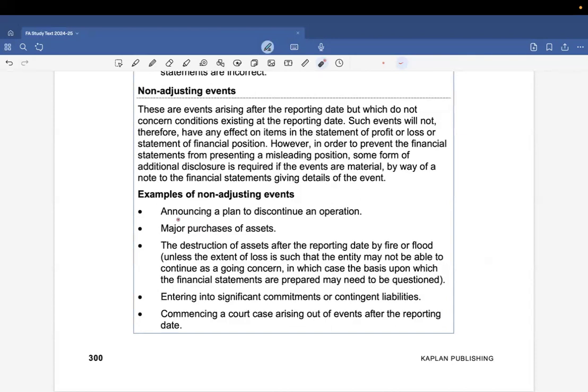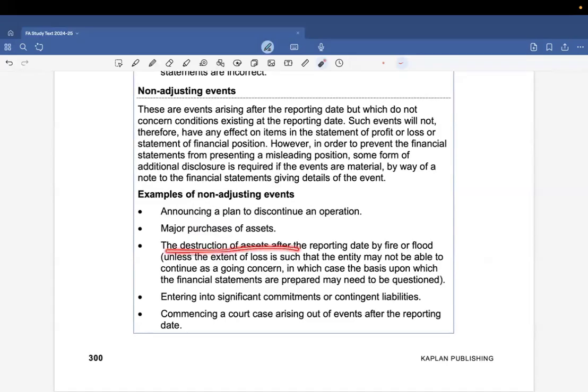After the year end, your company has decided to discontinue some operations or some product line or the company itself. Then it is a non-existing event, but you would give a disclosure. Next, after the year end, you have actually purchased a lot of assets. Then it is a material thing, but you don't need to adjust it in the FS because it doesn't belong to the current year, but you're going to disclose it as a note.